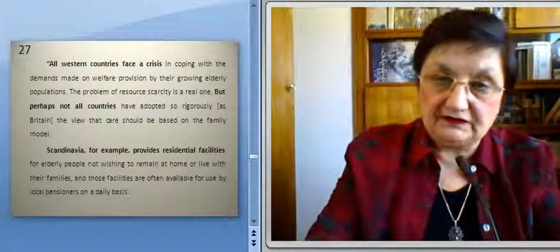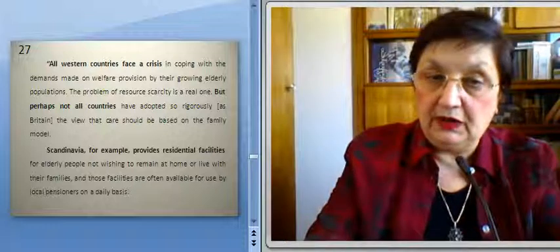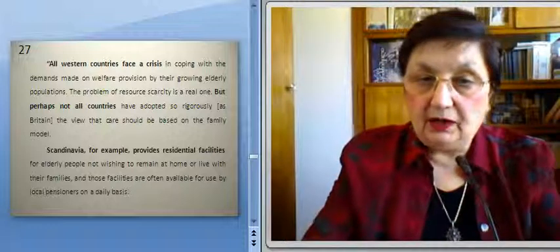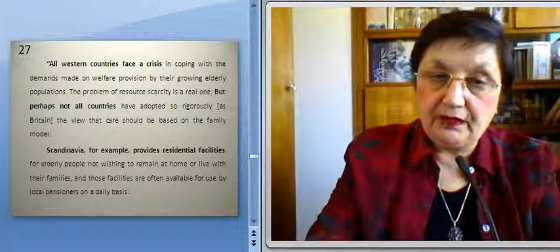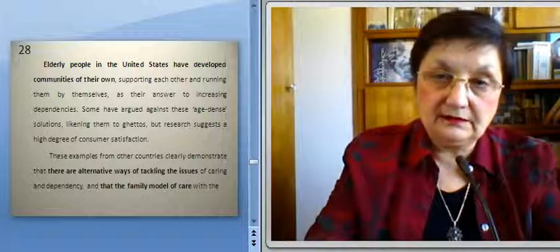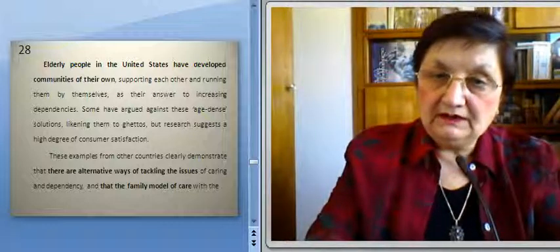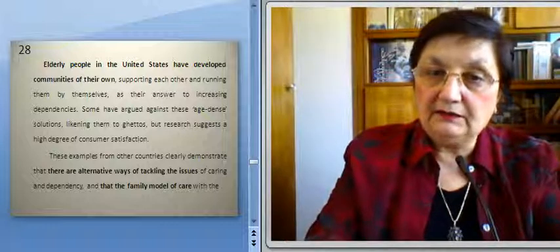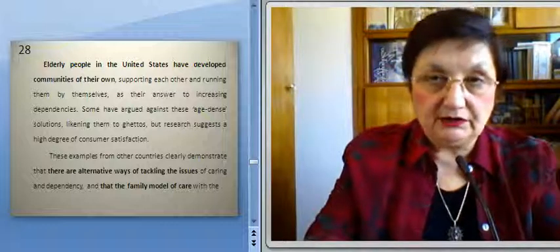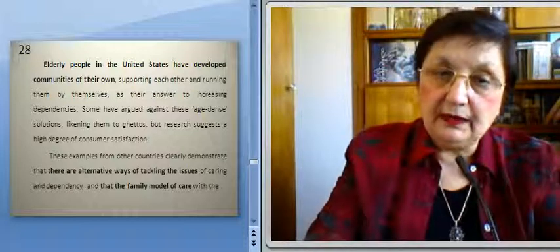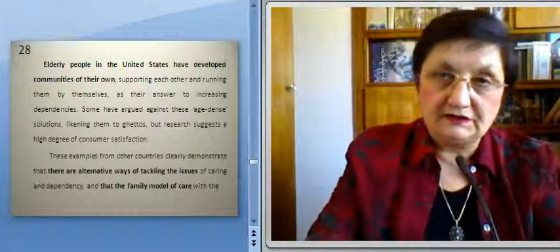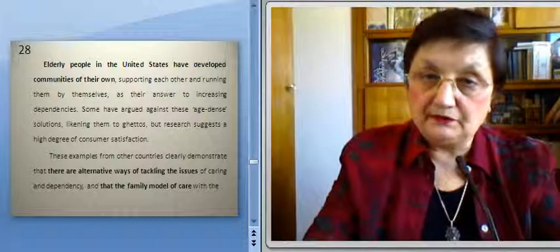Elderly people in the United States have developed communities of their own, supporting each other and running them by themselves as their answer to increasing dependencies. Some have argued against these age-dense solutions, likening them to ghettos, but research suggests a high degree of consumer satisfaction. These examples from other countries clearly demonstrate that there are alternative ways of tackling the issues of caring and dependency, and that the family model of care, with high demands made on women and lack of choice and frequent loneliness for the dependents, is not the only solution.